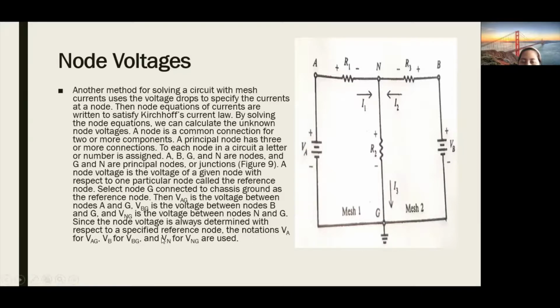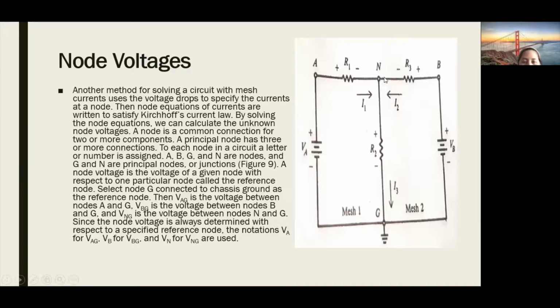If we consider VBG, the voltage between nodes B and G, currents flowing to a junction are positive, and currents flowing away from the junction are negative. So VNG is the voltage between nodes N and G. Since the voltage is always in relation to its reference node, the notation is VAG, VBG, and VNG. I1 and I2 are entering node N, and I3 is leaving node N. The selection of the direction of the current is arbitrary from KCL.